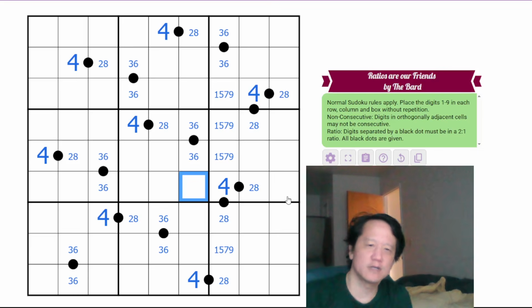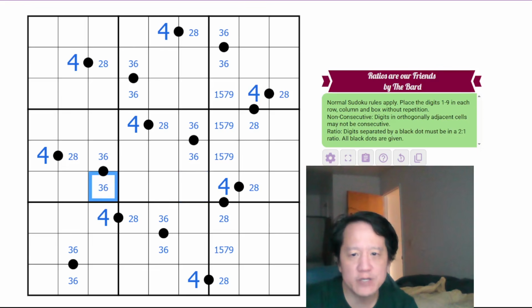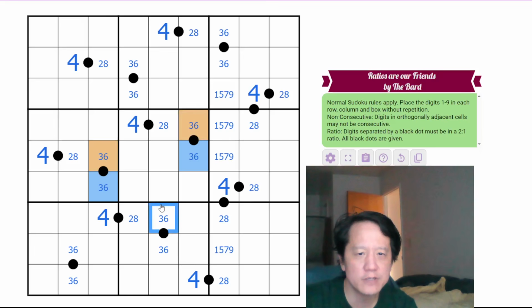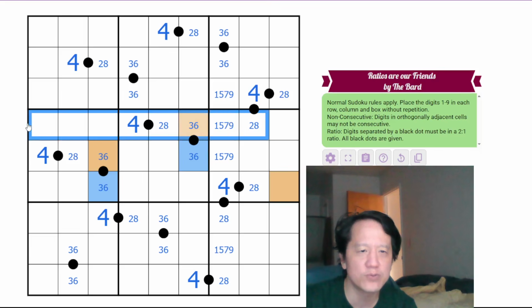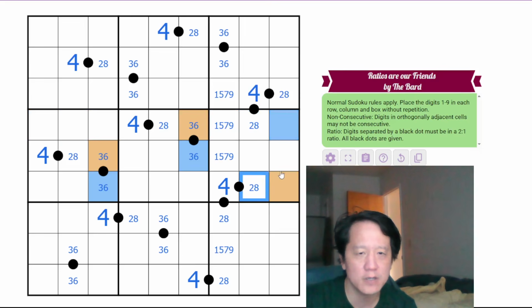So let's start coloring things, I guess. We'll make this blue 3, 6 and orange 3, 6. That leaves that as blue 3, 6, orange. So we need an orange 3, 6 somewhere here. It cannot be in these cells. So it has to be here. This is orange 3, 6 in row 6. We need a blue 3, 6 in row 4. And it cannot be any of these cells, so it must be here.